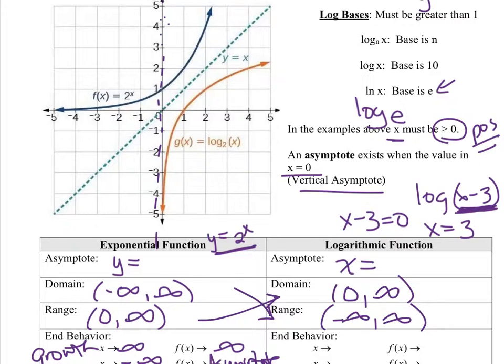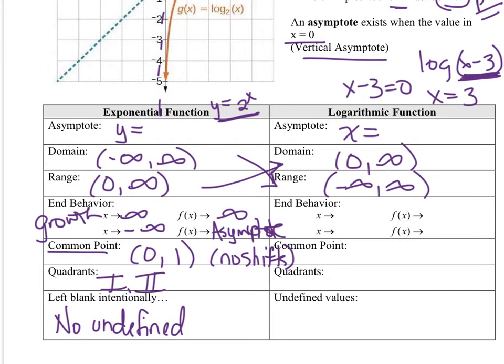So the same basic idea for this guy, for the end behavior: as x goes to infinity, what happens? As x goes to infinity, the y goes to infinity. As x goes to negative infinity, well, it can't. So it cannot go to negative infinity. X can only go to the asymptote, in this case 0, and f of x goes to negative infinity.